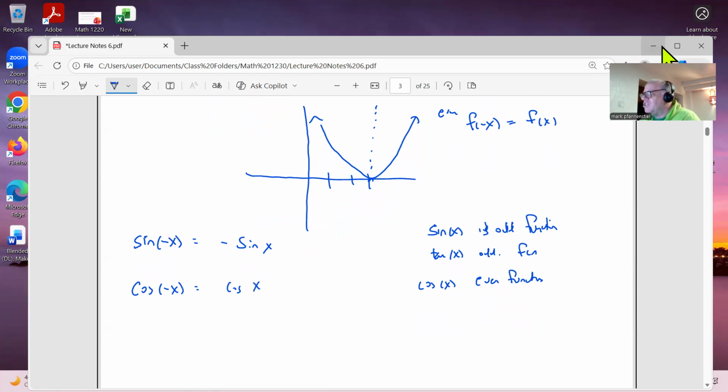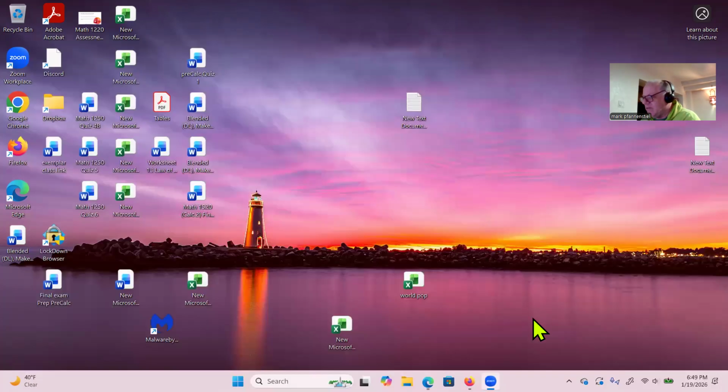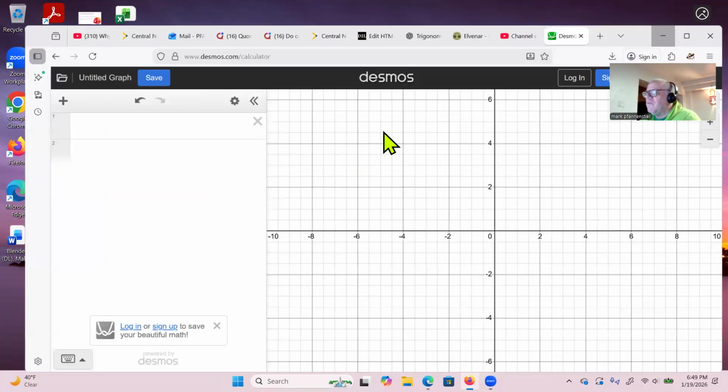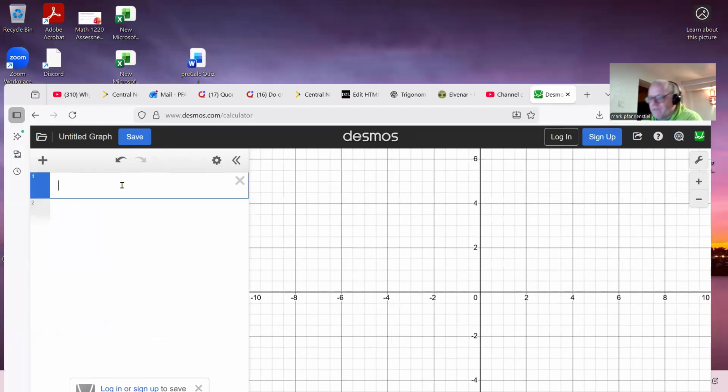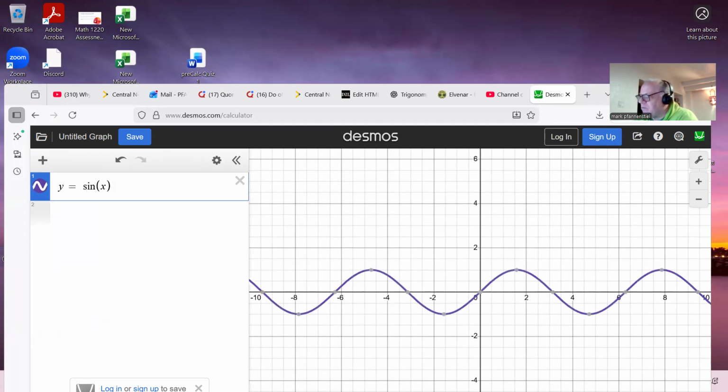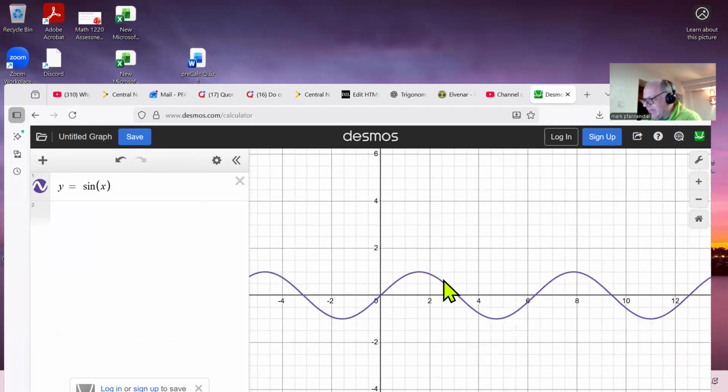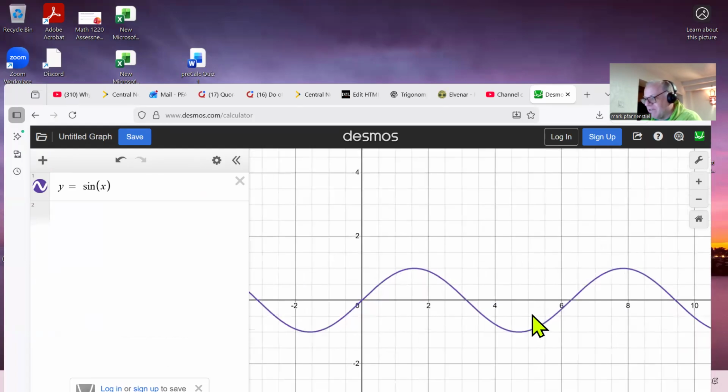If I went ahead and showed you something like this, let me see if I can set this up and show it to you. We have Desmos here. I'm just going to go ahead and type this in. We're not quite ready for this, but we're going to show it to you anyway. Here's y is equal to sine of x. Desmos is fantastic. It graphs a lot of stuff for us. And as we get into the graphing, we'll use some of this to help us.